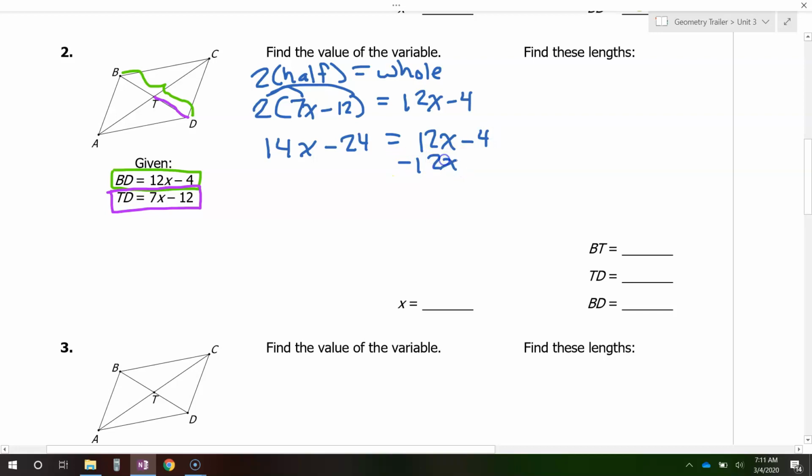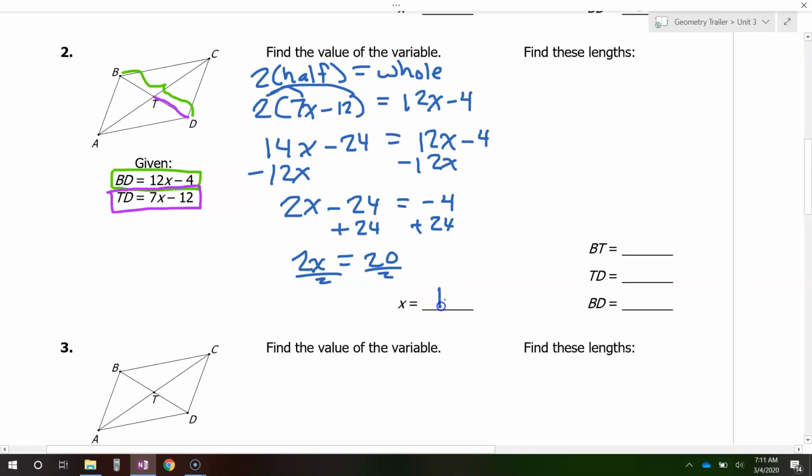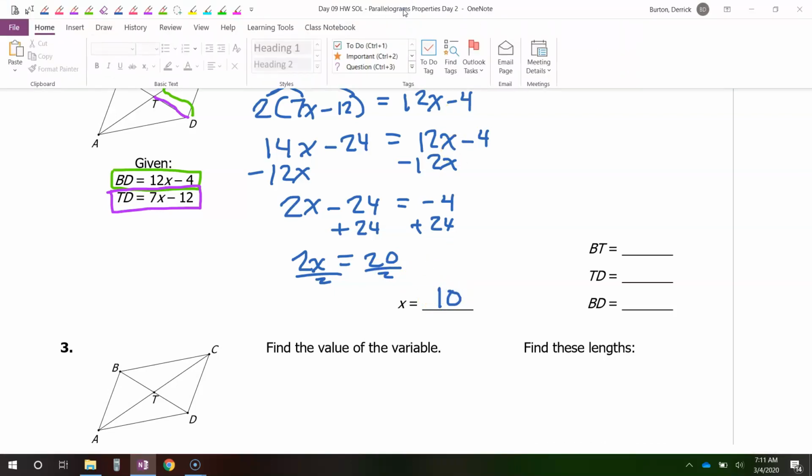And then I will subtract 12x from both sides to get these x's together. That will leave me with 2x minus 24 is equal to negative 4. Adding 24 to both sides, I find that 2x is equal to 20. So if I divide both sides by 2, x is 10.